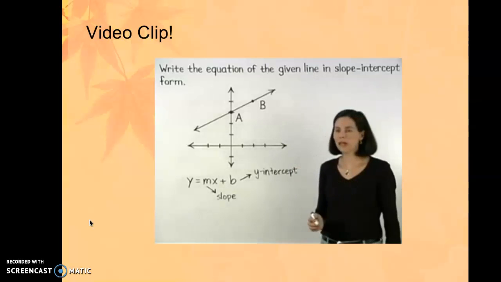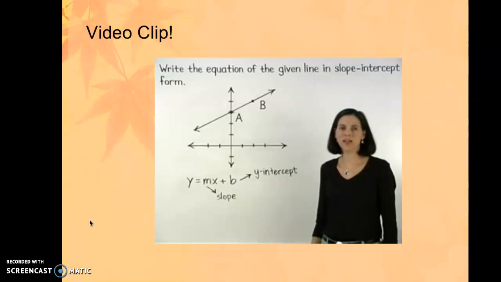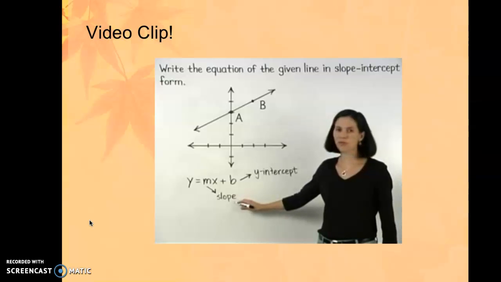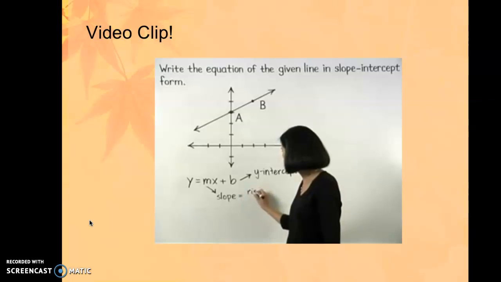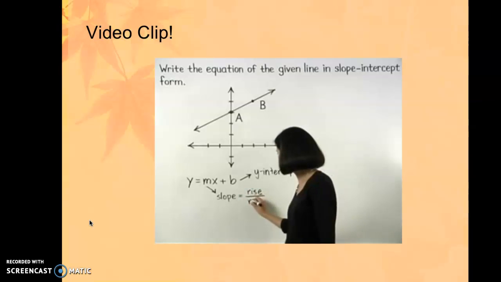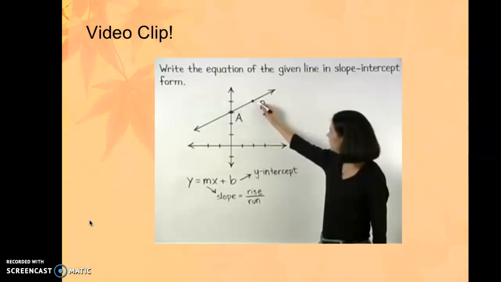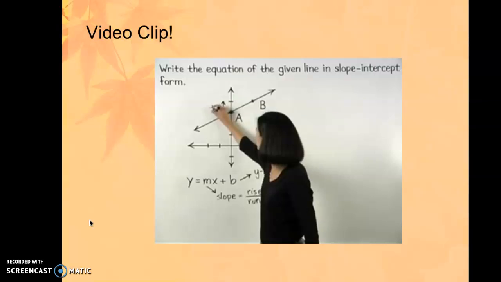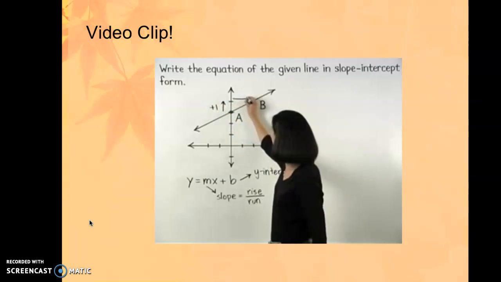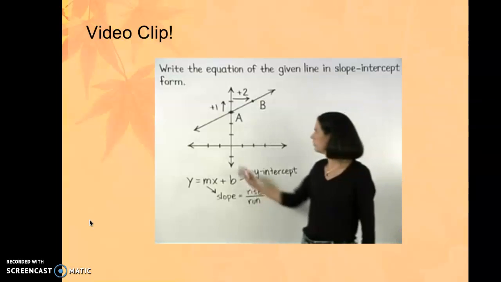So our first step is to find the slope and y-intercept of the given line. To find the slope, remember that we use the ratio rise over run between any 2 points on the line. Notice that to get from point A to point B along this line, we rise 1 unit and run 2 units. So our slope, or rise over run, is 1 over 2.